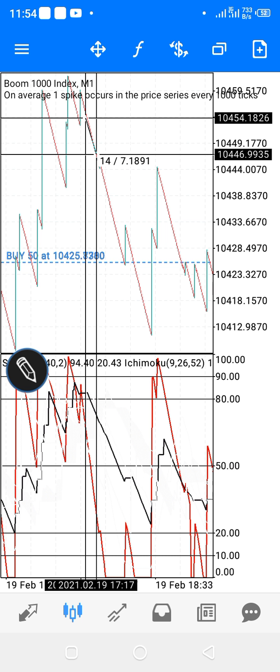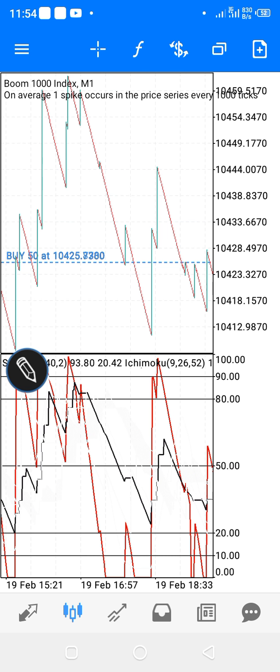So the moment it crosses like this, it's telling you that definitely it is going to be a very long trend, meaning that it is going to fall down heavily. So it's going to fall down.